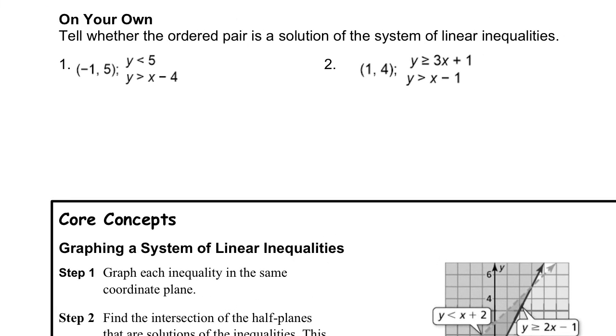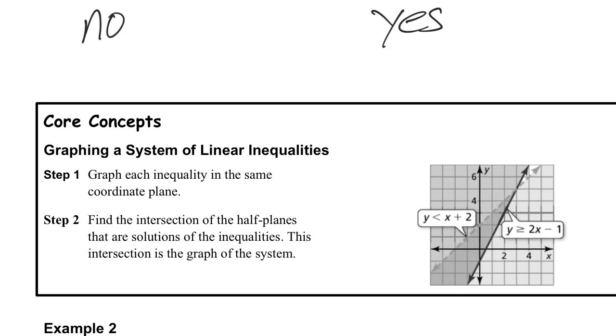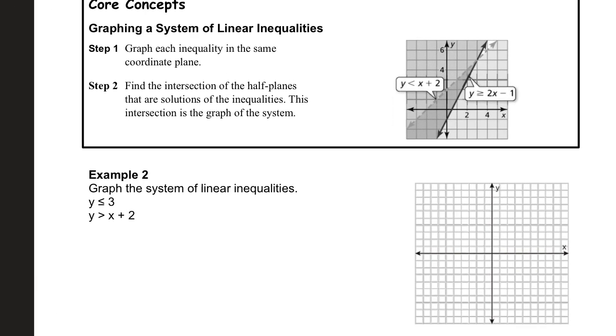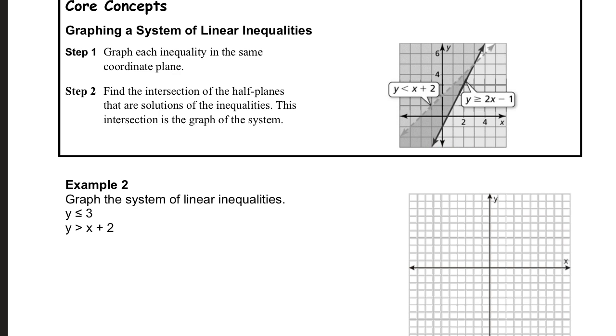All right, welcome back. You're going to get a no for this first one and a yes for the second one. We're now going to move into the big content today, which is we're going to graph what we did in the last lesson, which are our two lines. We're going to shade on both sides, but where the shading overlaps is our answer.